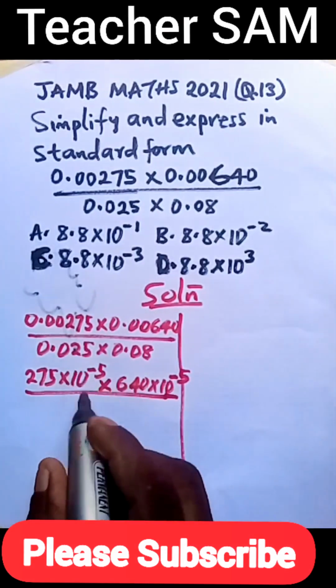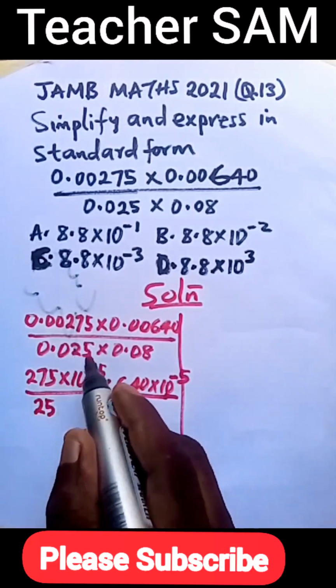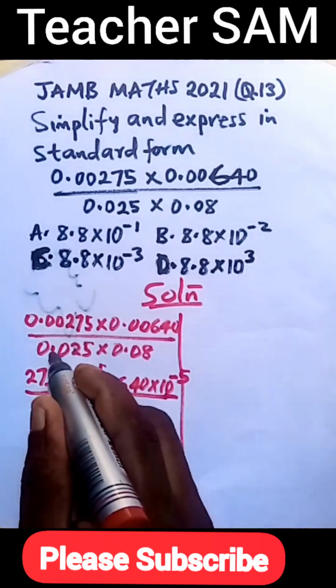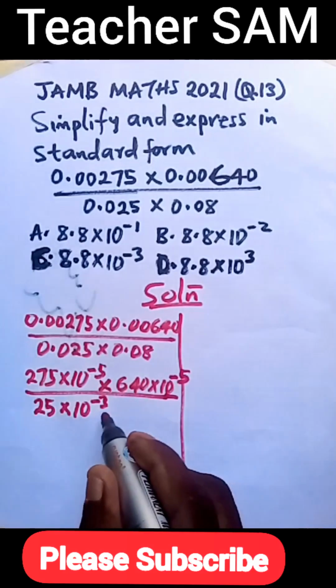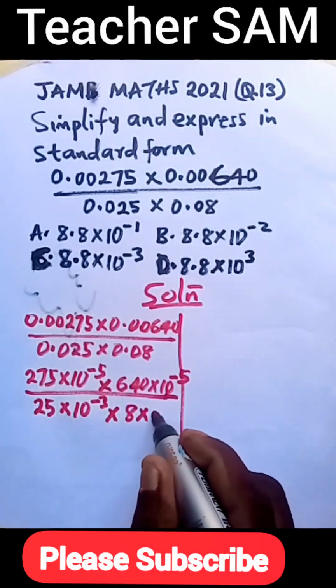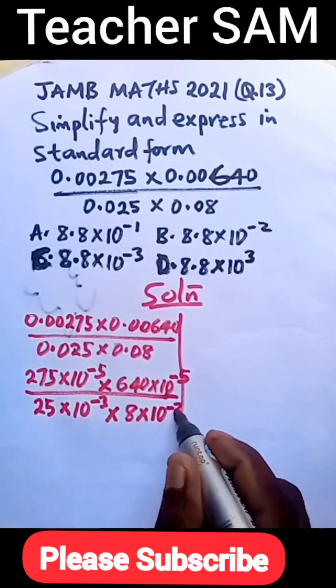We have 25 there, the real number 25. Now we have 1, 2, 3, so times 10 raised to negative 3. Remember negative because it's starting with 0 point. So times, we have 8 there, 8 times 10 raised to negative 2.